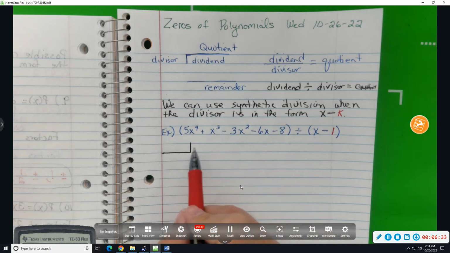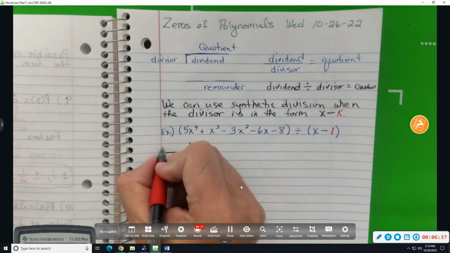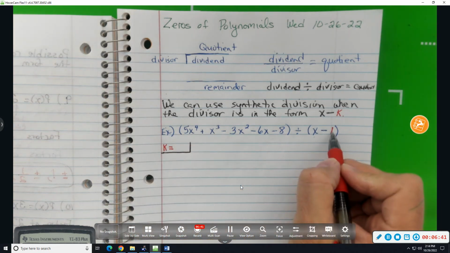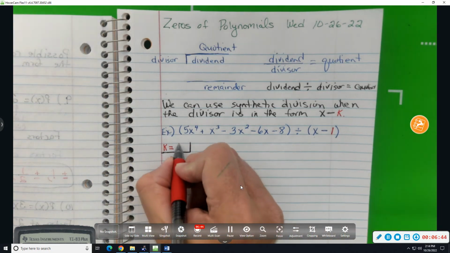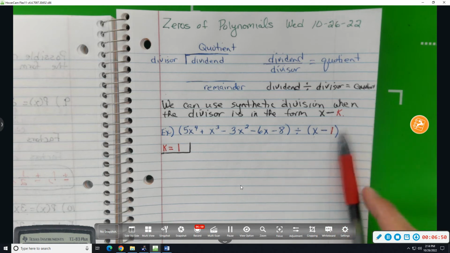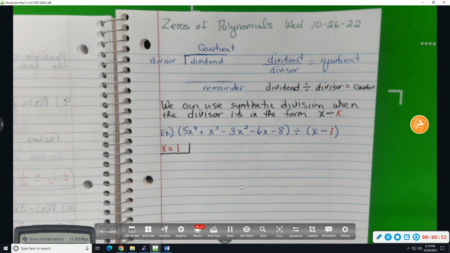You start off by drawing a backwards L, and then I'm going to write in it k equals, the k value here is a 1. If we had been dividing by x minus 3, the k would be 3. If we had been dividing by x minus 9, the k would be 9.